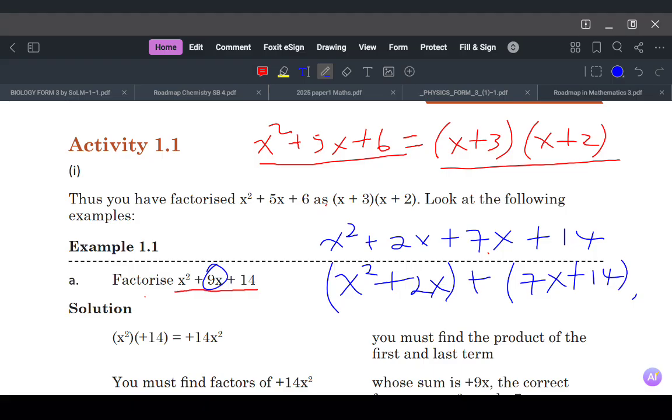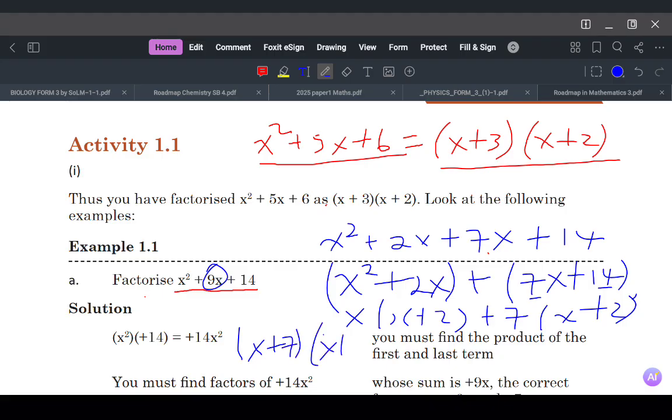And then you look for the terms that are common. So we have x, which is common, then you open bracket, x plus 2. Then the 7 is also common, so you take the 7 out, divide each term by 7, and you have x plus 2. Therefore, the two brackets from this will be x plus 7, which is made up of the terms that are outside, then x plus 2.